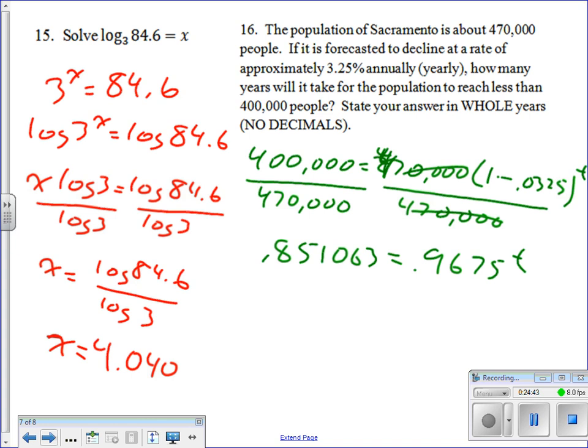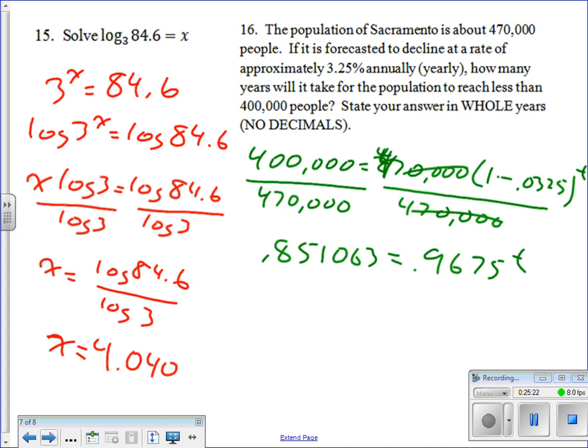Wait, can you just explain that? It's being raised to the exponent. It's not times t. If it were times t, then you could just divide. That would be easy, wouldn't it? That's algebra 1. We're in algebra 2, harder. What happened to the 1 minus 0.0325? I did 1 minus 0.0325. This is all within the parentheses, so that means that whole thing. Okay, log both sides. This is all in parentheses. Okay, guys?